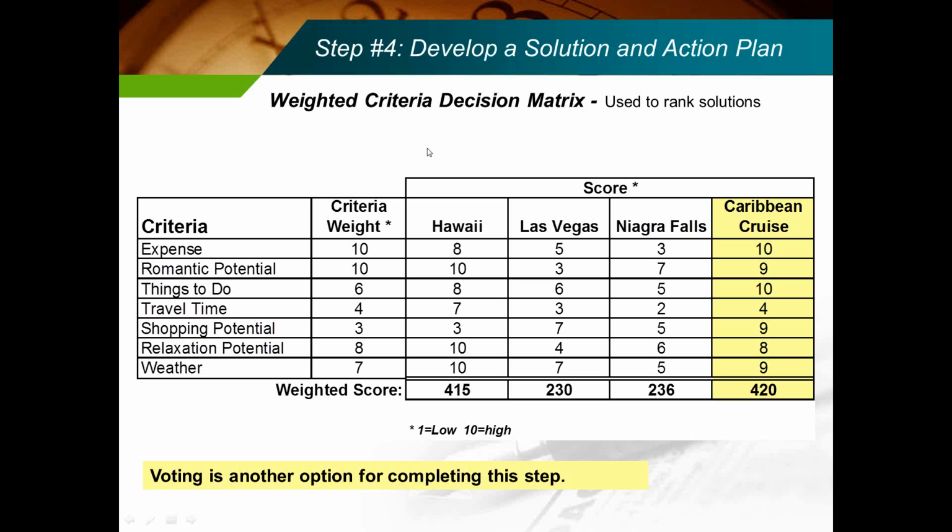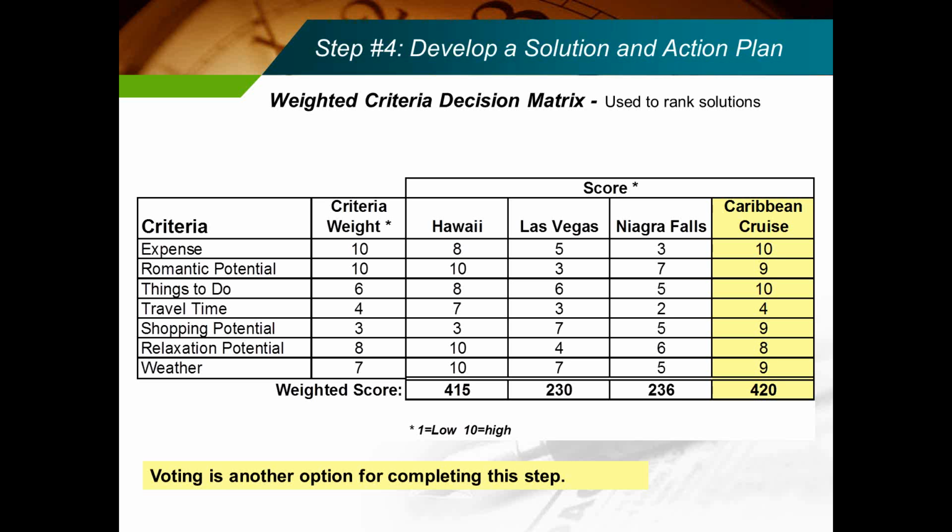This is an example of a weighted criteria decision matrix. I actually used one of these when we bought our last house. So I scored all the things that my wife was looking for in a house, and then the one with the highest score won. And then guess what? We picked the house that she wanted anyway. It didn't matter what the score was. But you've got to come up with a way of measuring your options.